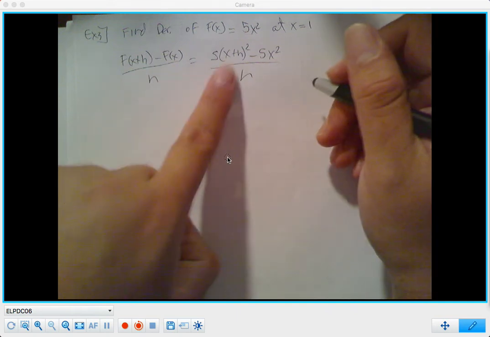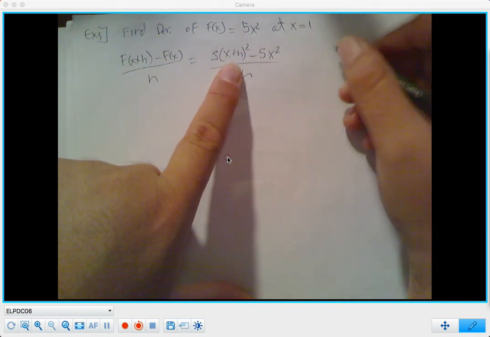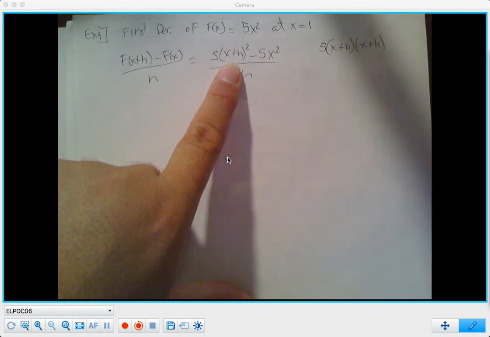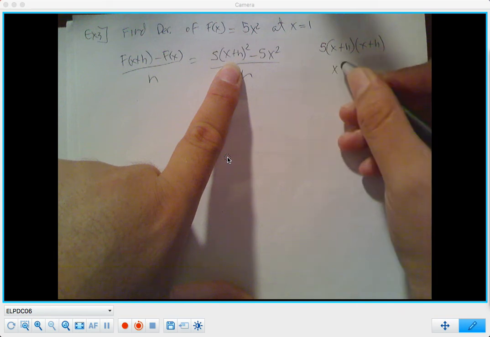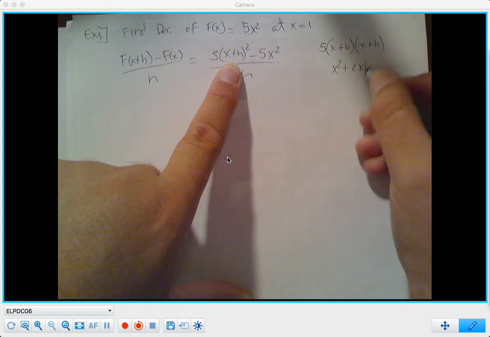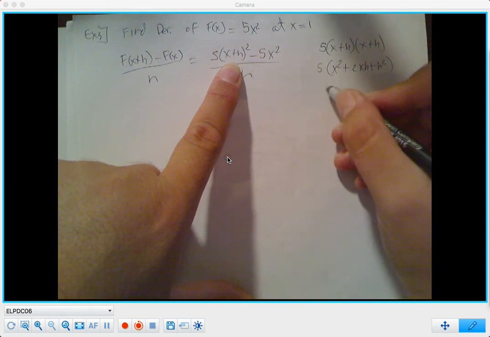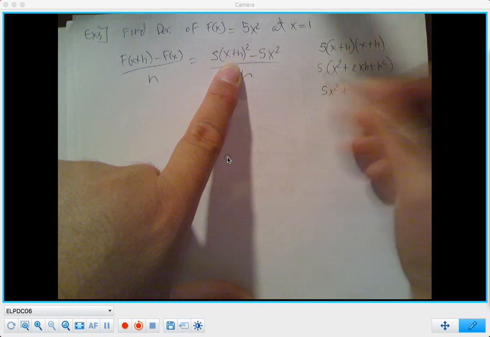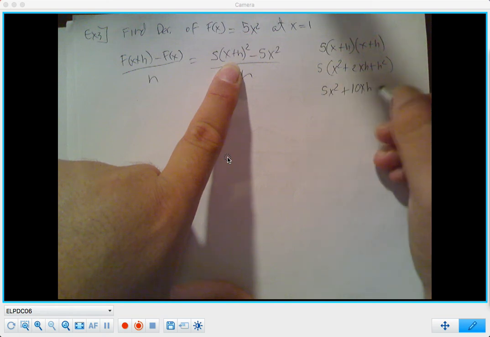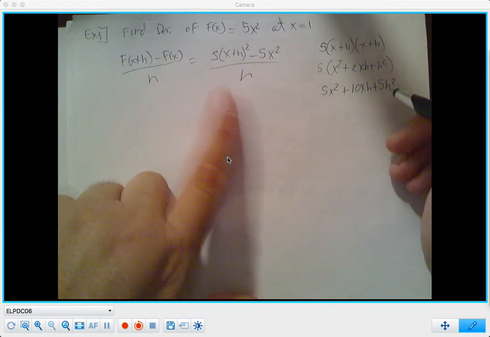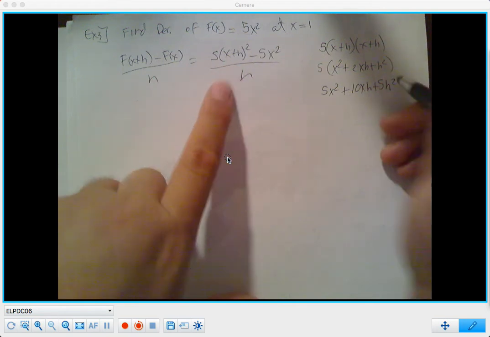So again, I have to simplify this. Let me do it on the side. Don't forget you have a 5. So you're going to put x plus h times x plus h. And we should already know that this becomes x squared plus 2xh plus h squared. And then you have a 5. So this would become 5x squared plus 10xh plus 5h squared. So this is just this part right here. So let me write it.